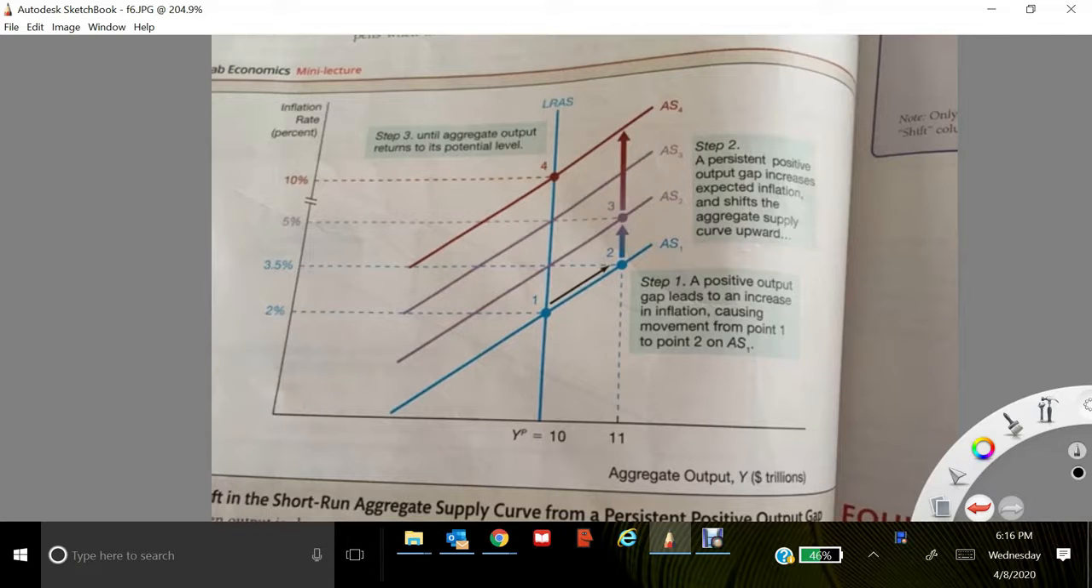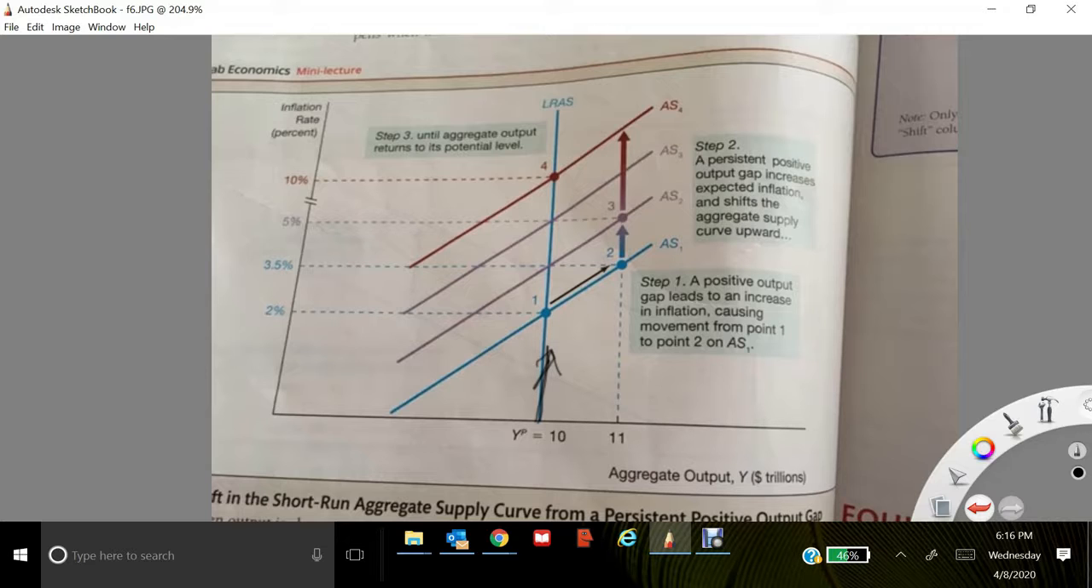Okay, so this is part 2 of our chapter 22 lecture. I'm looking at page 526, figure 6, a very interesting figure. We see here our long run aggregate supply curve, the blue vertical line, and a set of short run aggregate supply curves.